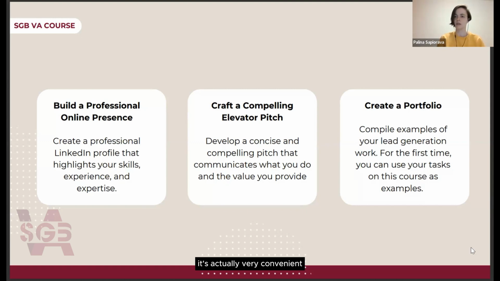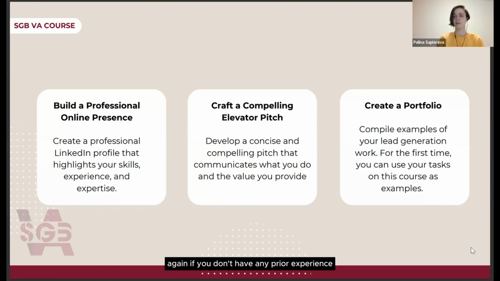It's actually very convenient. For example, where did you work? What did you do? What were your responsibilities, etc. The LinkedIn page is important because it shows the main information about you. It can be used to contact clients, contact leads, and so on. Of course, you should develop a compelling elevator pitch to tell about yourself, like what you do, what value you provide, and so on. Of course, create a portfolio, for example, with your lead generation work.